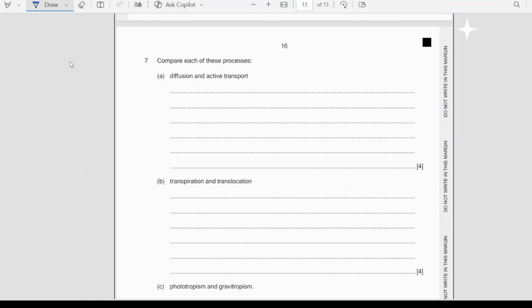Move what? Good. So in active transport, substances or particles move against the concentration gradient. Now, the definition is incomplete. How? By using energy from respiration. This is the important part of active transport. You cannot miss it.